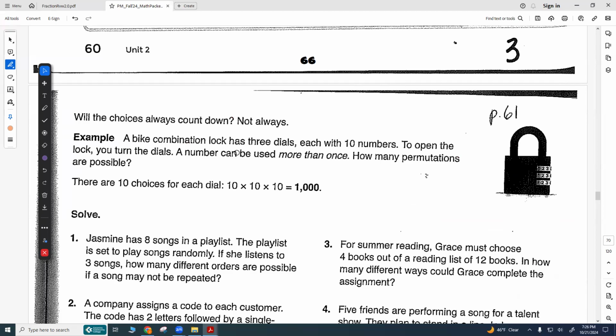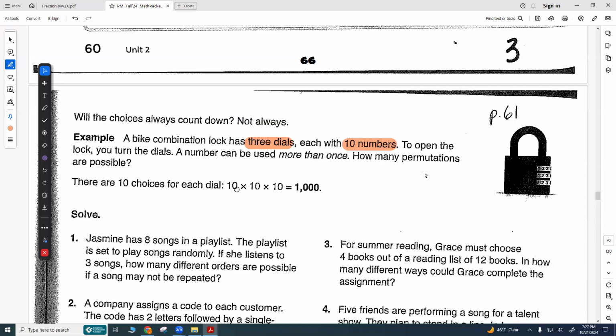a bike lock has 3 dials, so that's our spots. The dials have numbers, and each of the dials has 10 numbers. To open the lock, you turn the dials. A number can be used more than once, so each of these spots is independent. They don't depend on each other. Our combination could be 10, 10, 10, or 1, 1, 1.